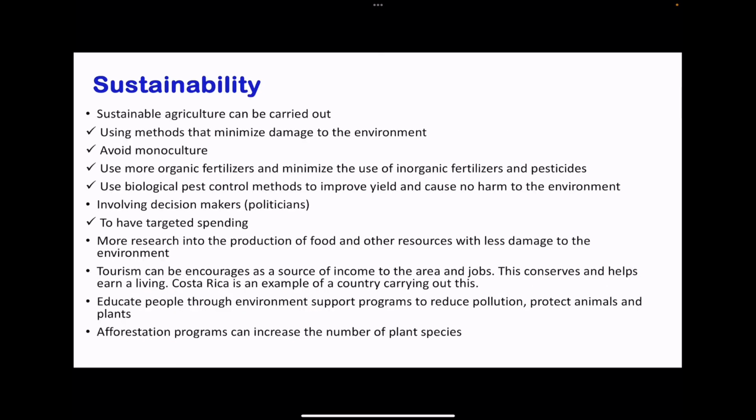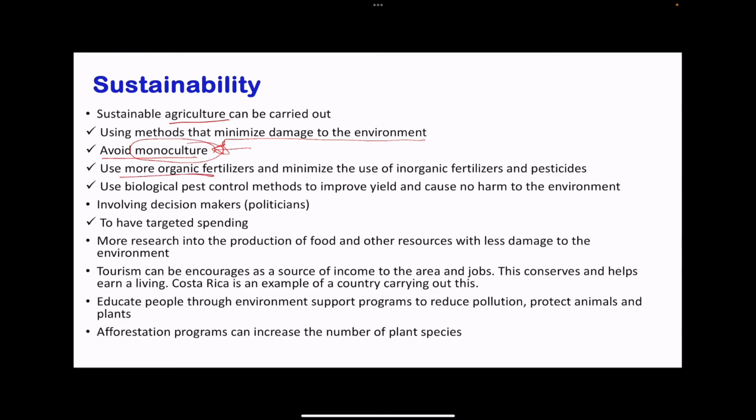Lastly, we look at sustainability. And again, this is to overcome the problems associated with the human influence on the environment. This can include using sustainable agriculture. This is carried out using methods that minimize damage to the environment. And again, avoiding monoculture. Monoculture is when one crop is grown over and over, and this is going to lead to fewer other crops being grown because there is one crop all the farmers are interested in.